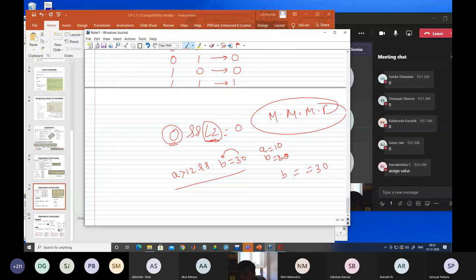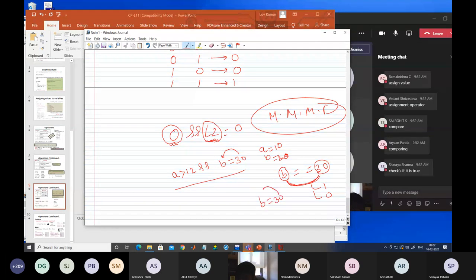B double equal to 30. What do you mean by that? We are going to compare the value of B with 30. If both the values are the same, then it will return 1. Otherwise, it will return 0.